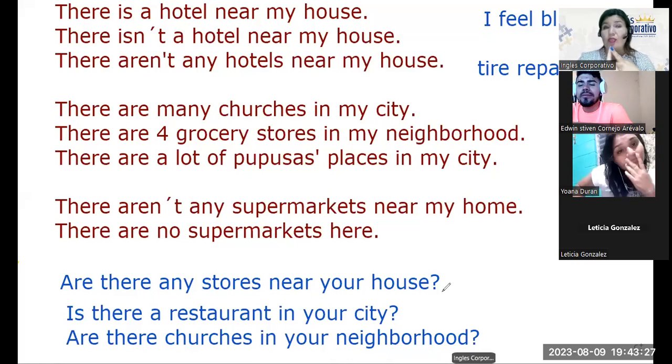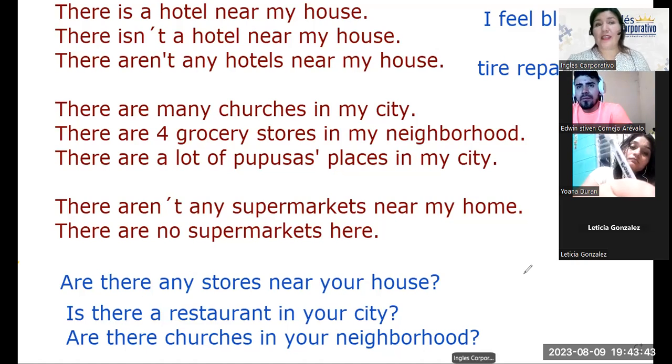Grocery stores. Okay, grocery stores. Si se fijan en estos que son compound nouns, el segundo es el que se hace plural. Grocery stores, pupusas places, supermarkets. Okay, so there you have the example.